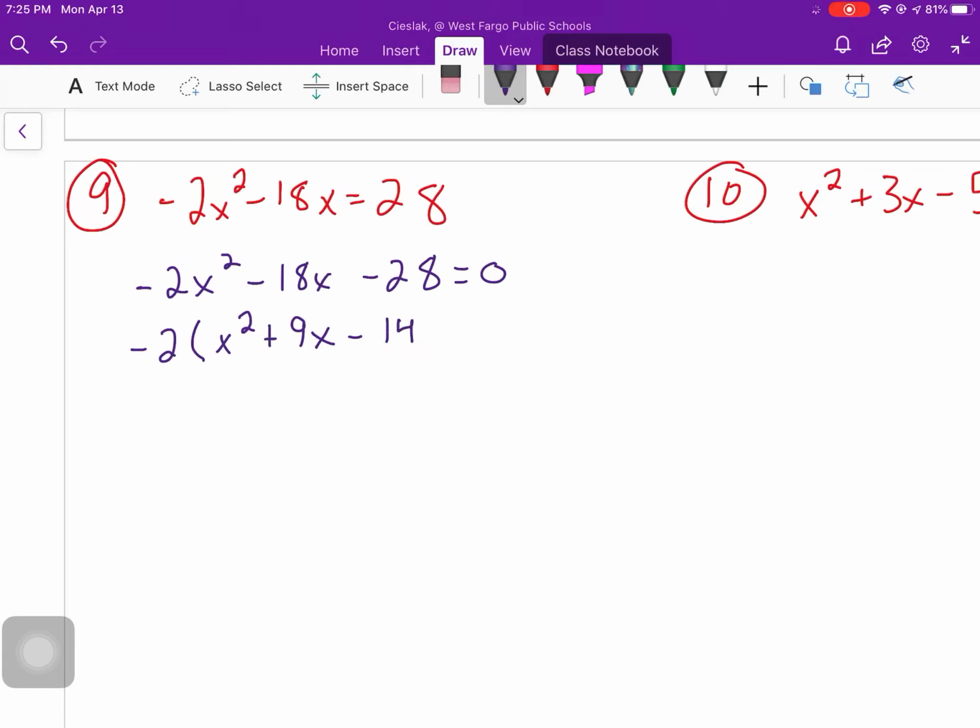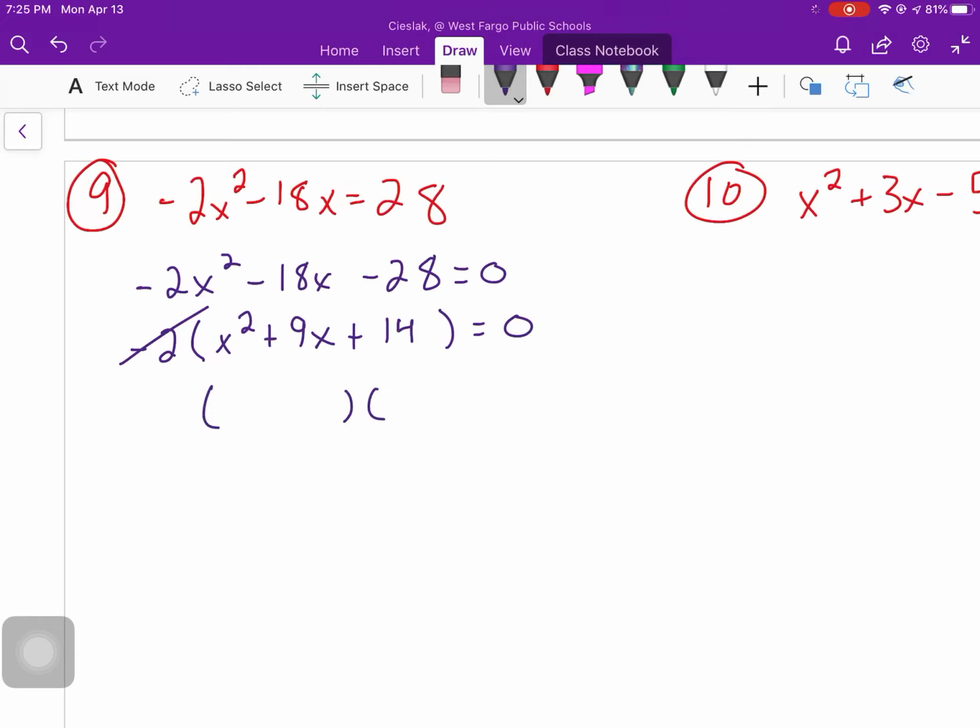Nope, it would be x squared plus 9x plus 14 because I factored the negative out, okay? All equal to 0. Then I can divide by negative 2. This is really just gone. And I'm left with x squared plus 9x plus 14 is equal to 0.